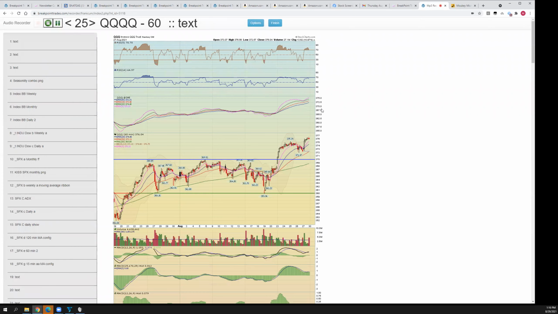Next. Chart 25, here's the 60-minute view. You can see how we broke out of this range. That is now support.